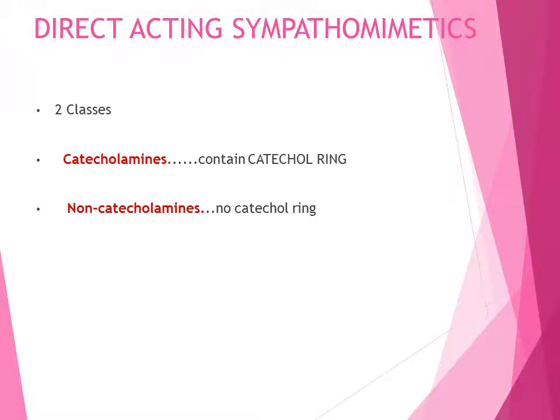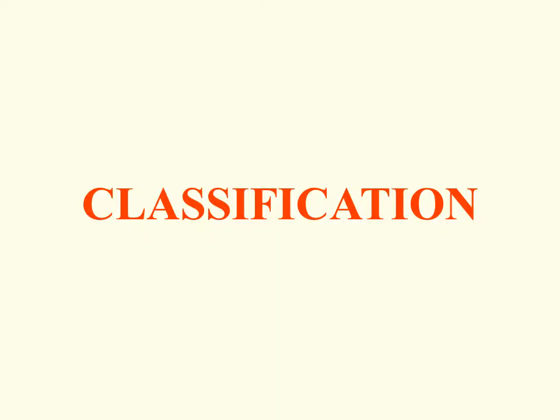Direct acting sympathomimetics are basically divided into two classes, catecholamines and non-catecholamines. As the name indicates, catecholamines are those that contain a catechol ring, while non-catecholamines are those that do not have any catechol ring.